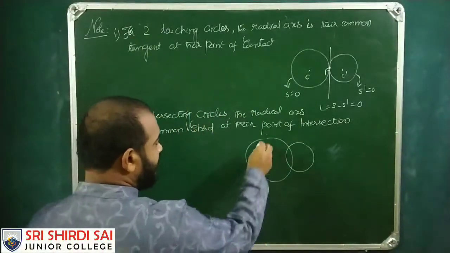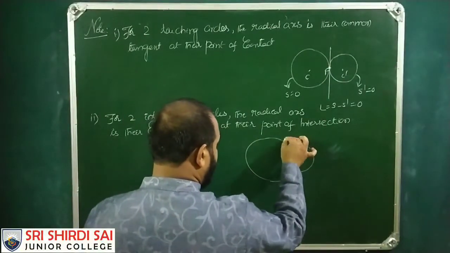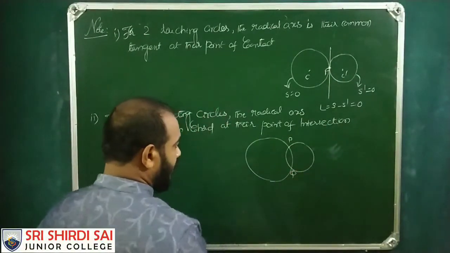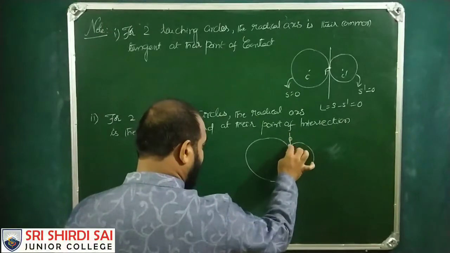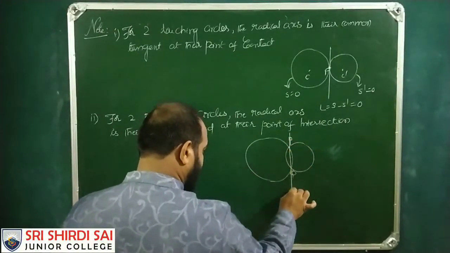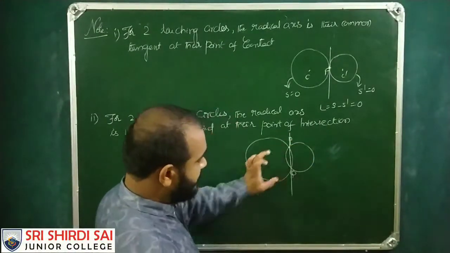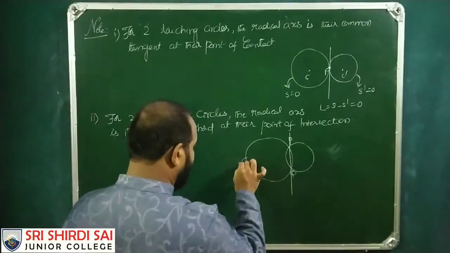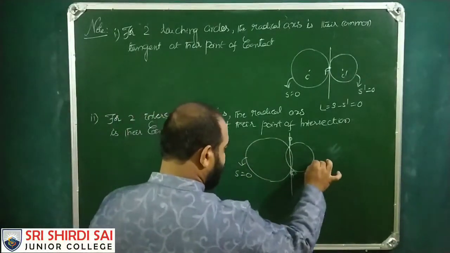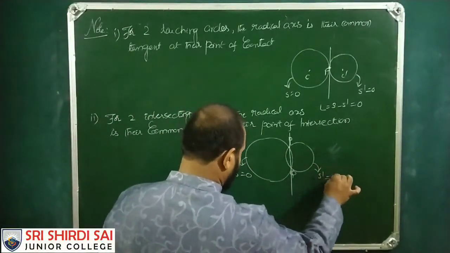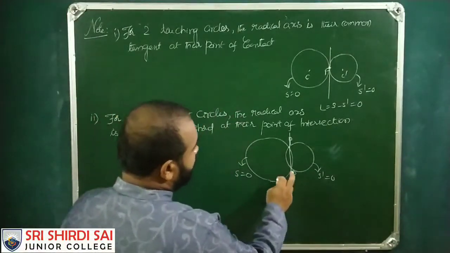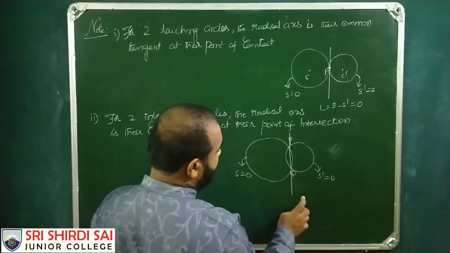These two circles are intersecting at P comma Q. Then it is obvious that this is my common chord. What is this? This is the common chord. This is S equals to 0 and this is S dash equals to 0. So this is the radical axis.